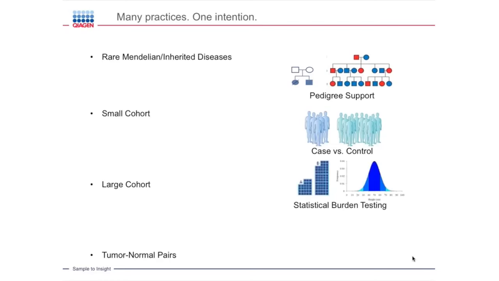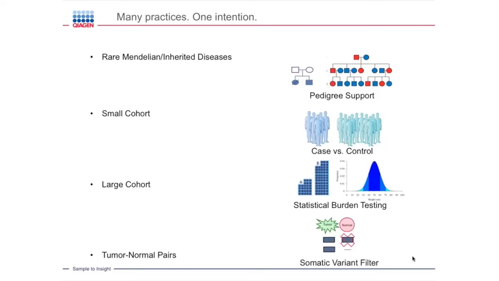In addition, you may have a large data set of cases or controls or variable phenotypes, so a quantitative trait, and you would like to see if there is a rare variant burden associated with the disease trait that you're interested in. And you can do that using our statistical association tools in the application. And also look for tumor-specific variants.